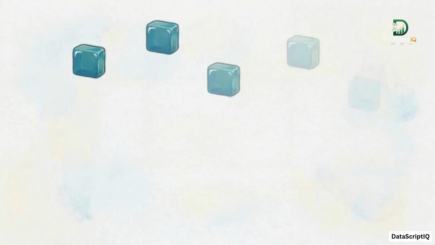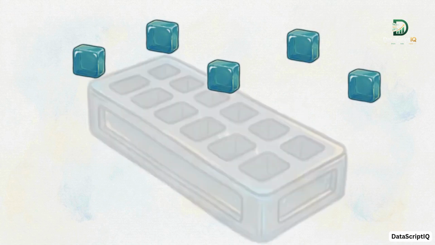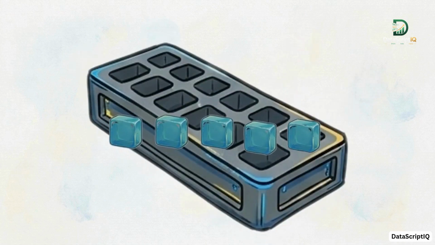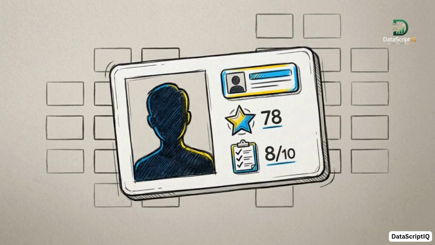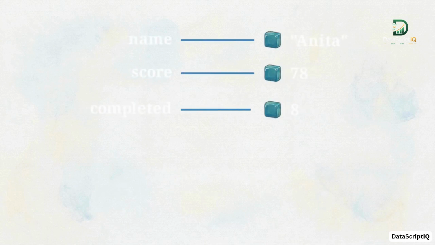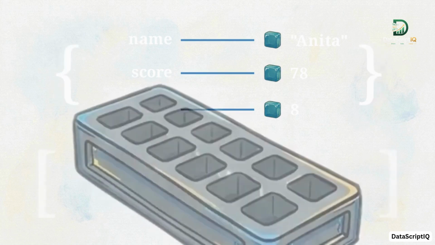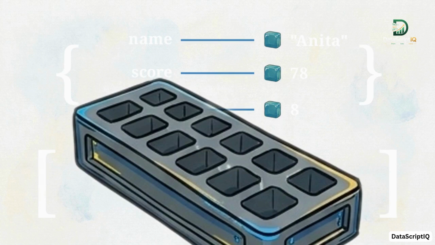Most programs need to store groups of related values. In Python, we use a list to hold a collection of items in a specific order. To organize specific details for a single item, like a student's name, their score, and their completed lessons, we use a dictionary to connect keys with values. These use different symbols. Lists are defined by square brackets, while dictionaries use curly braces. We will start by creating a list of dictionaries.